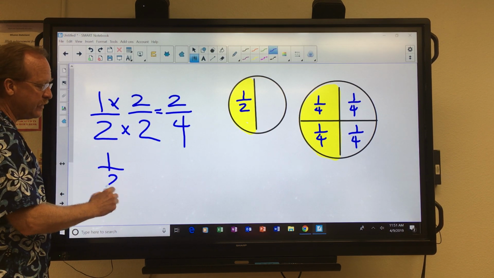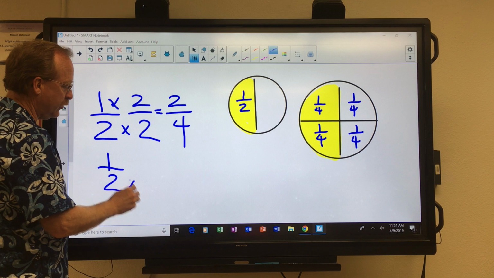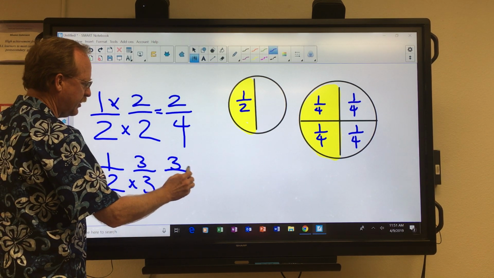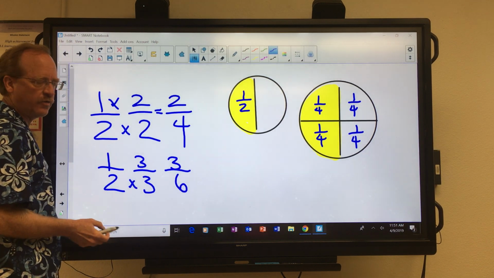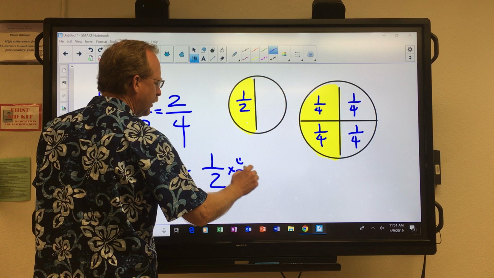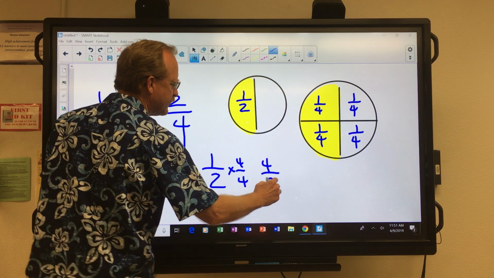And by the way, you could do that with any number you want. You could multiply it by 3. And if you do that, 1/2 is equal to 3/6. Or you could multiply it by 4. And 1/2 is equal to 4/8.